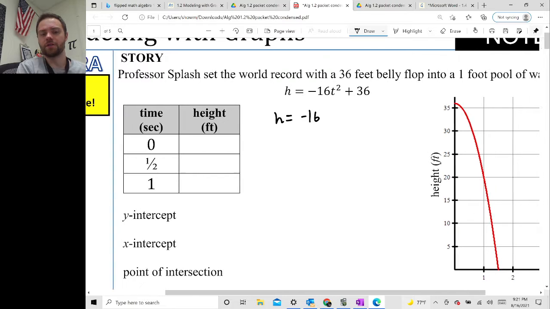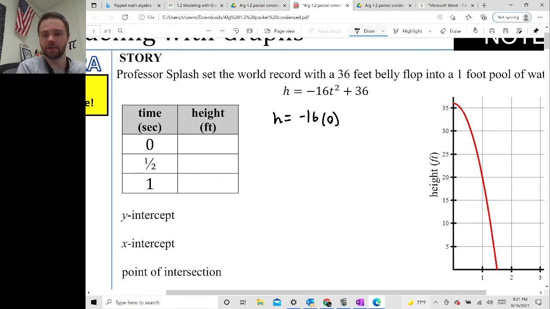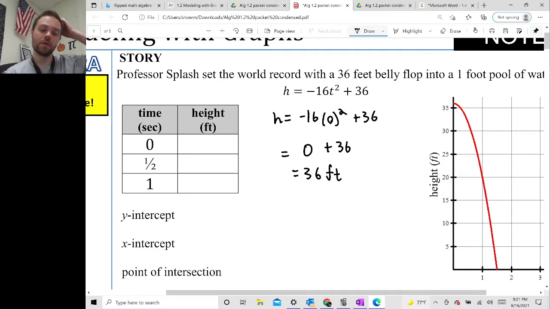So 0 is time, so I'm going to plug that in for t. So I've got 0 squared plus 36. So 0 squared is 0. 0 times negative 16 is 0. So I'm left with 0 plus 36. So 0 plus 36 is 36. And they're saying that the height is in feet. So it's important to include the unit. So at 0 seconds, I am 36 feet in the air.